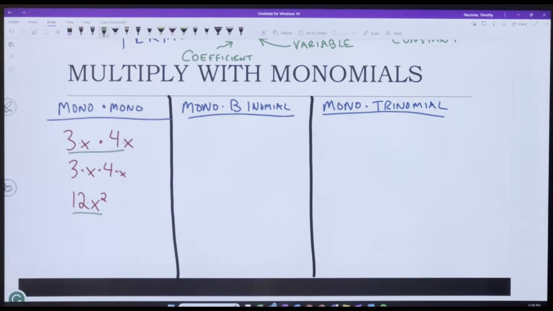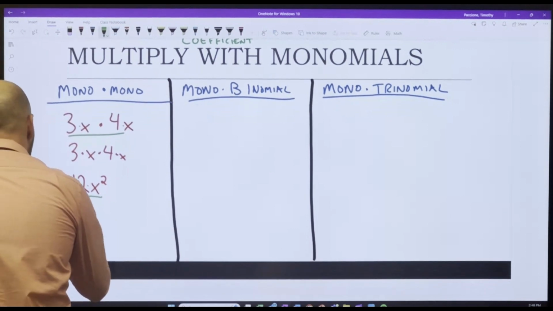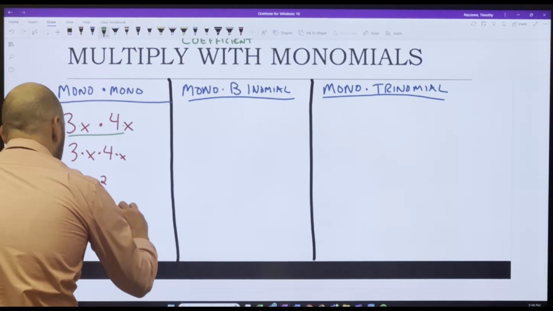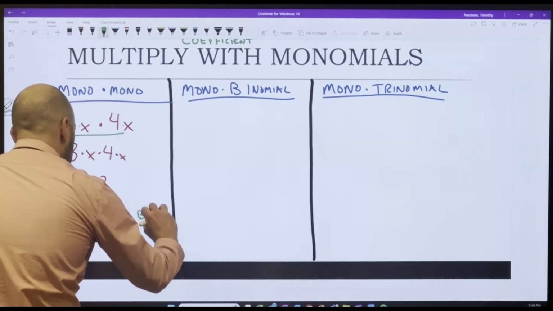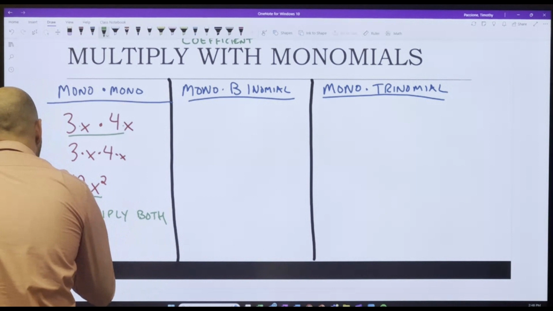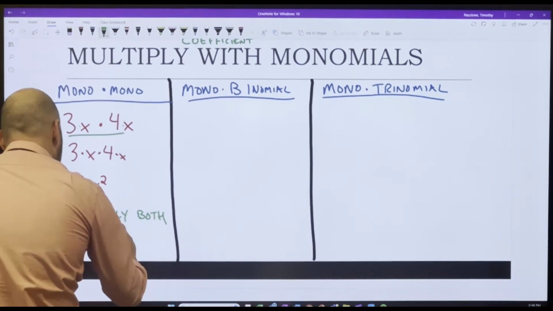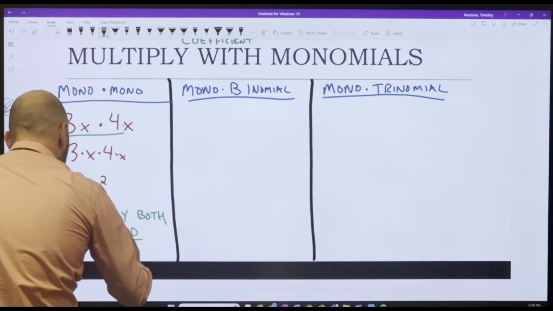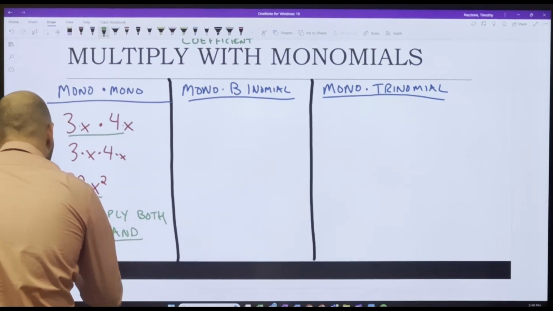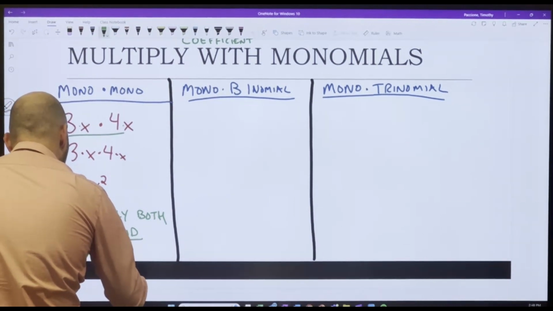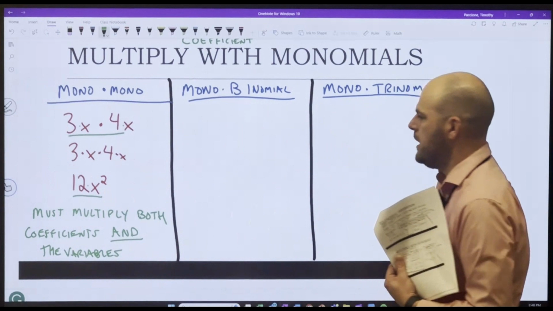Yes, question? Why is it squared? Because x times x is x squared. So that is a key thing. You must multiply both the coefficients and the variables. I thought it wasn't called a variable. It is. That's a variable. Okay? You have to multiply both.